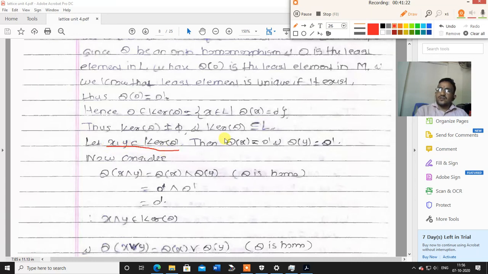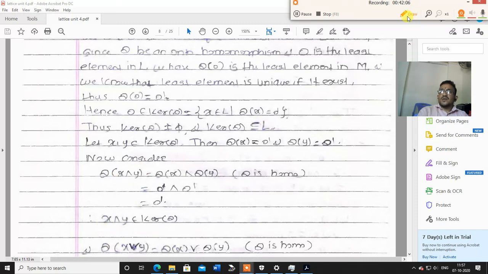Let x and y be elements of the kernel of theta. By definition, the image of x is 0 dash and the image of y is 0 dash. We claim that x meet y is also an element of the kernel of theta, and we show that x join y is also an element of the kernel of theta. Now consider theta of x meet y, and theta is a homomorphism. Therefore, by definition, theta of x meet theta of y. What is theta of x? 0 dash. And theta of y? 0 dash. And 0 dash meet 0 dash is equal to 0 dash. This means the image of x meet y is 0 dash, so x meet y is an element of the kernel of theta.